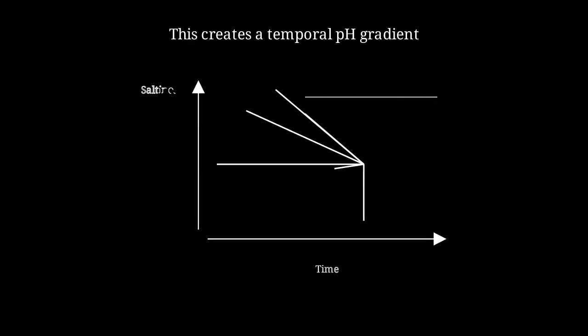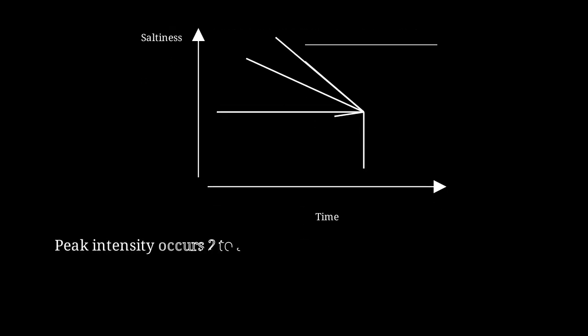This curve shows salt taste intensity over time. There's a peak in the middle representing optimal amplification. Below this, the effect is weak. Above this, acid taste dominates and masks the salt. Research shows that peak salt intensity occurs approximately 2 to 5 seconds after the food contacts your tongue, right when the pH is at its lowest.